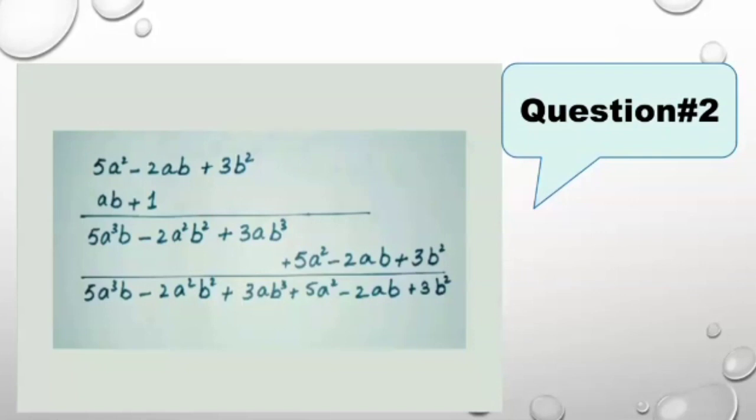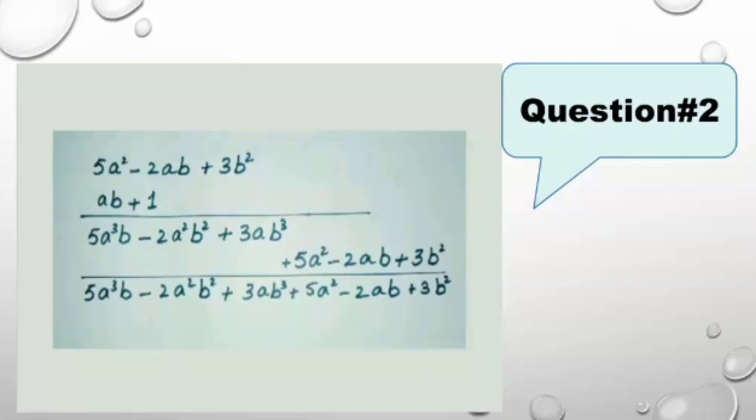As you know the horizontal method, I will do many questions by the vertical method so that you can understand this method also. Let's start question number 2. In question number 2, we have to multiply 5a square minus 2ab plus 3b square with ab plus 1. First we will multiply ab with each term of the first polynomial. Then we will multiply 1 with each term of the first polynomial.